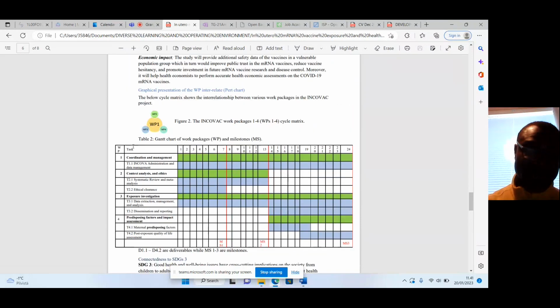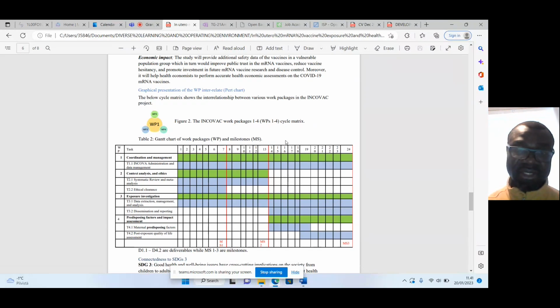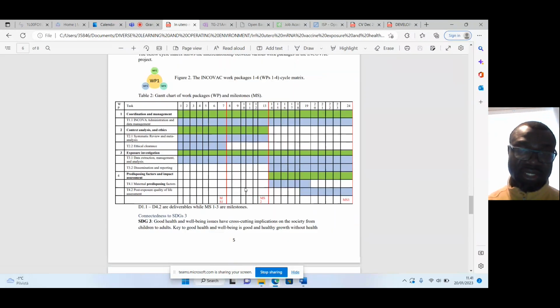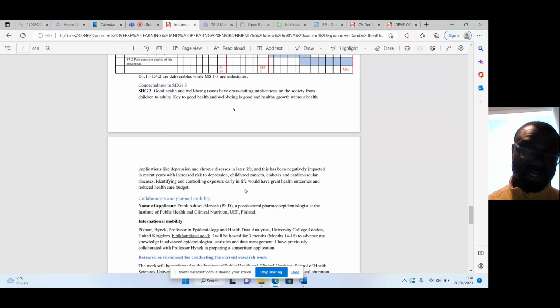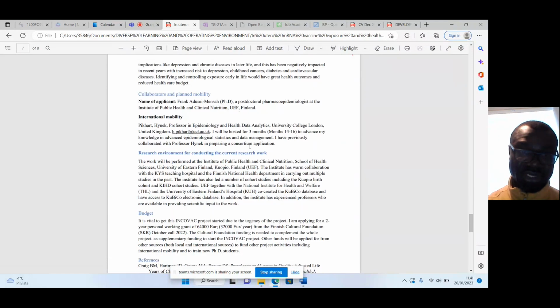And so we have the major tasks, the work packages, the tasks, and then the years and the months in which we intend to carry out those tasks. And this Gantt chart is very important in the project preparation, or the proposal preparation.